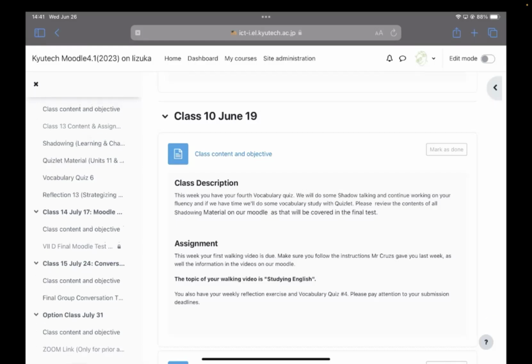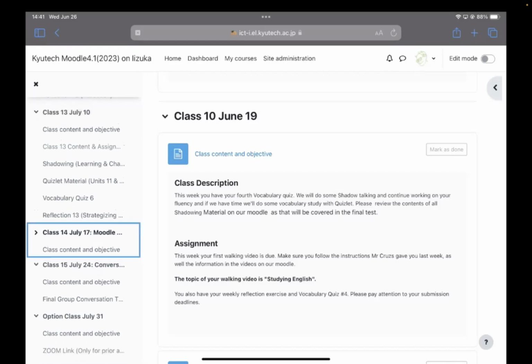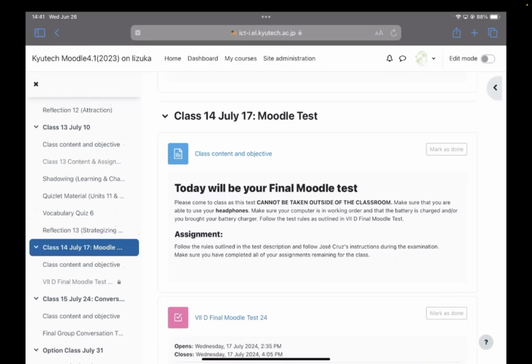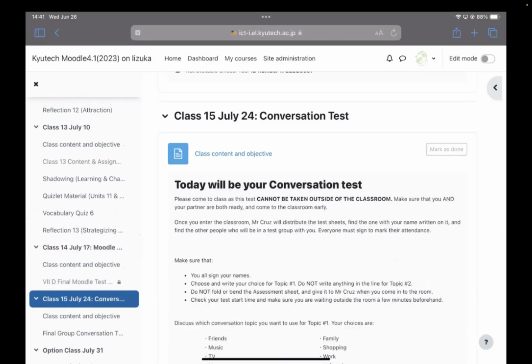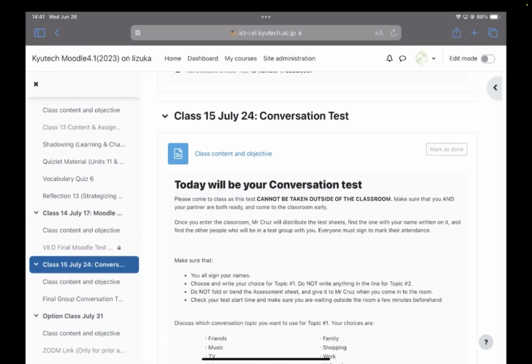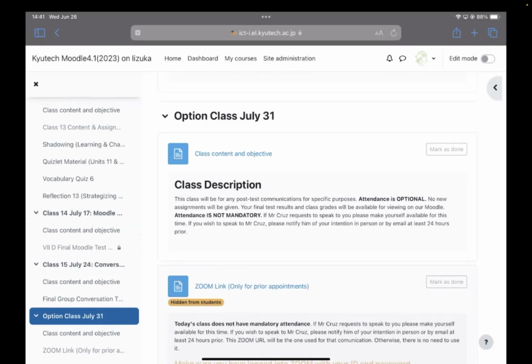And the reason why is because July 17th, that will be our Moodle test. And just like we did before, you'll be working, not with a pen and paper, you'll be working on Moodle. Then we have a conversation test on July 24th. And July 31st is an option class. The university doesn't want me to schedule that class unless I need to. So that means that there will be no class on July 31st.